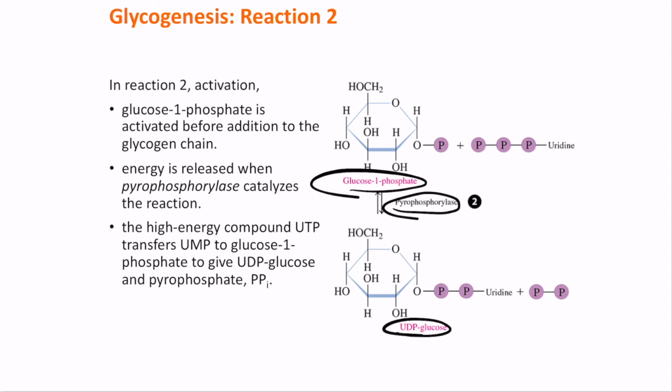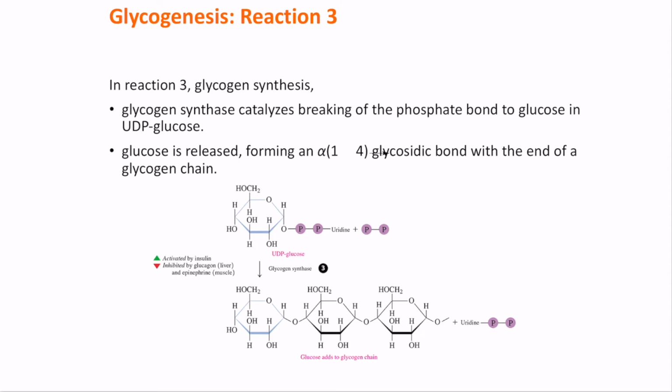glucose. There is an energy release when pyrophosphorylase catalyzes this reaction. The high energy compound UTP transfers UMP to glucose 1-phosphate to give UDP glucose and pyrophosphate, PPi. Now for the last step, glycogen synthesis. Glycogen synthase is the enzyme we use, where the UDP glucose undergoes glycogen chain formation. There are two ways you can regulate this. It is activated by insulin and inhibited by glucagon and epinephrine: glucagon in the liver and epinephrine in the muscle.